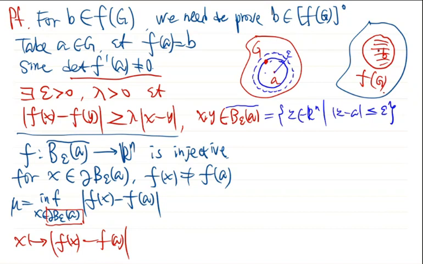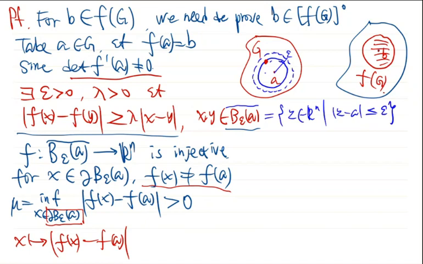But for every point, f(x) is not equal to f(a). So for every point, the value of the function is not zero. The value of the function is positive. So the infimum, because it is actually the minimum, must also be positive. Okay? This is positive. So we use the local stability lemma to obtain a small ball B epsilon A so that f is injective on this closed ball. Then in this closed ball we determine a number mu which is positive. Okay, we get a positive number mu.